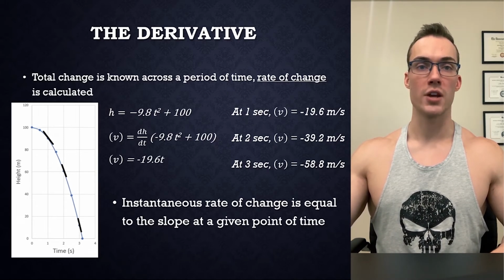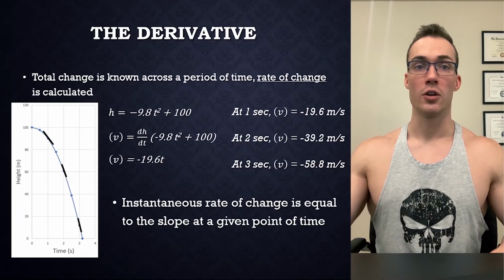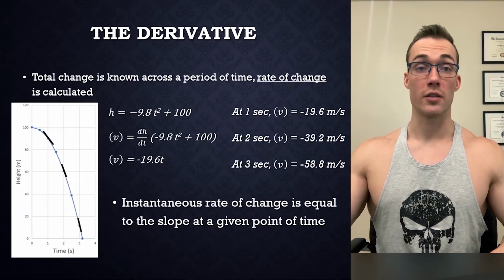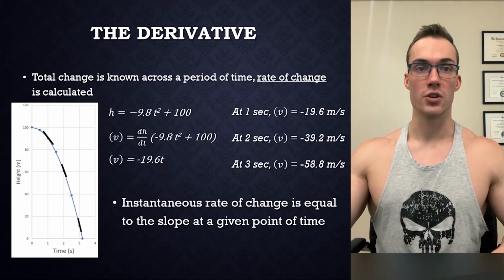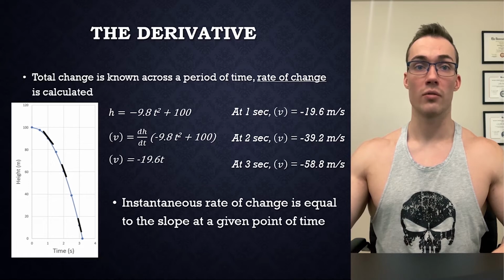If we look at the notation for the derivative as well, you might remember calculating the slope in high school or middle school, something like that, which was rise over run. This dh represents change in height, or our rise, and this dt represents change in time, or our run. So quite literally, when we take the derivative, we're finding an equation that gives us the slope of a line at any point in time.